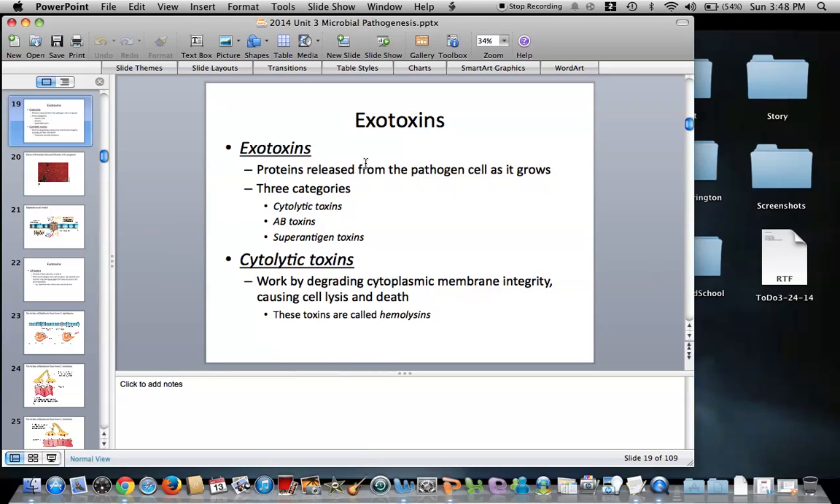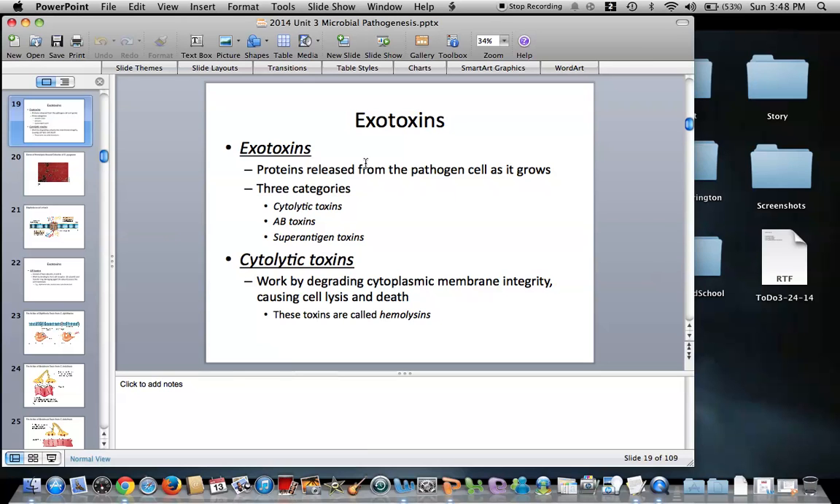Exotoxins. These are proteins released from pathogen cells as they grow, and they come in three basic categories. And I'm probably going to have to know these. So cytolytic toxins, AB toxins, and superantigen toxins. Cytolytic toxins, hazard guess here, they will just lyse the cell. AB toxins, I don't quite remember. And then superantigen toxins probably cause cytokine storm, that kind of stuff. I don't know. Let's look.